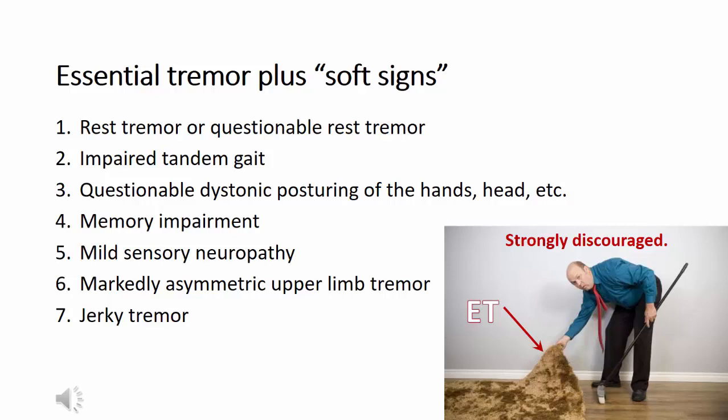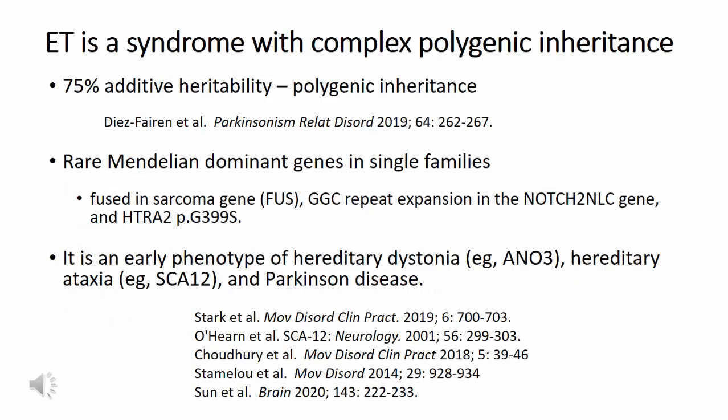Essential tremor appears to have complex polygenic inheritance in most patients. The additive heritability of essential tremor is estimated to be at least 75%, so environmental factors appear to play a minor role, if any. Only rare Mendelian dominant mutations have been found in a few families with essential tremor.